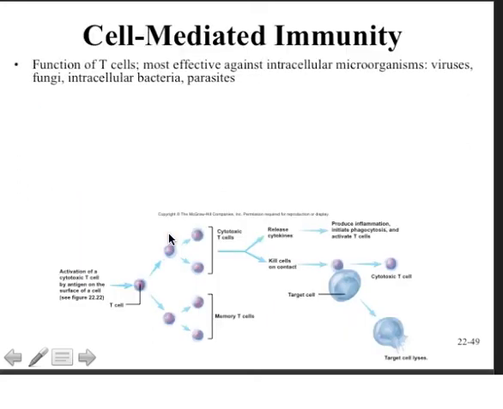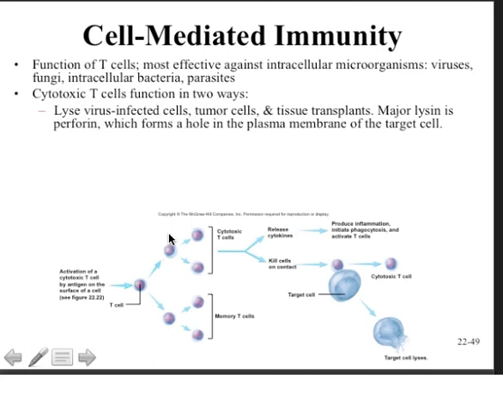Cell-mediated immunity is the purview of T cells. They are most effective against intracellular microbes, viruses, fungi, intracellular bacteria, and also parasites. Cytotoxic Ts function in two ways. They lyse virus-infected cells, tumor cells, and tissue transplants. The major lysine is perforin, which forms a hole in the plasma membrane of the target cell. We call this a membrane attack complex.